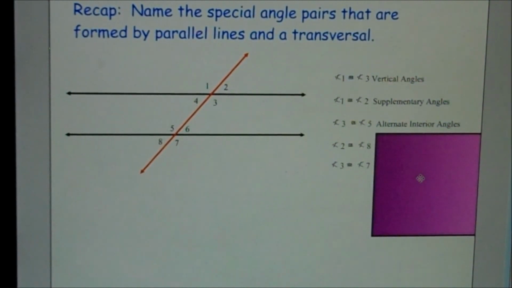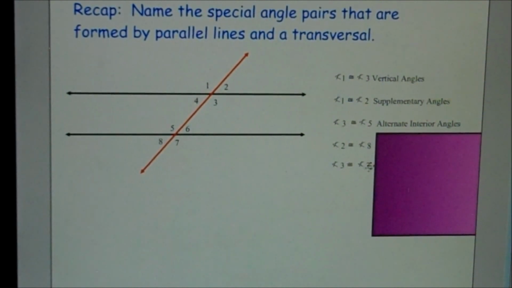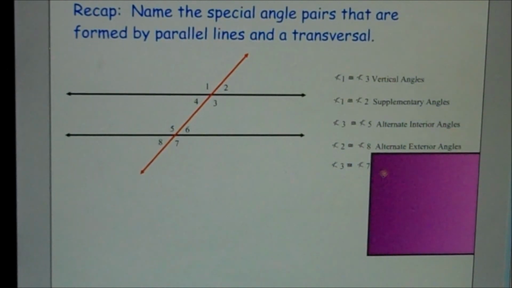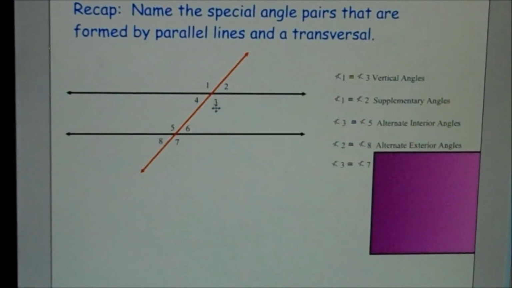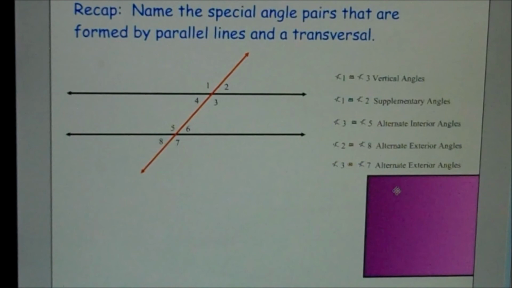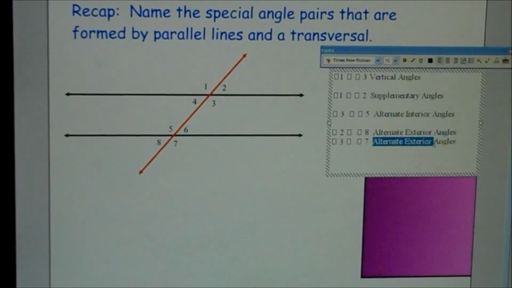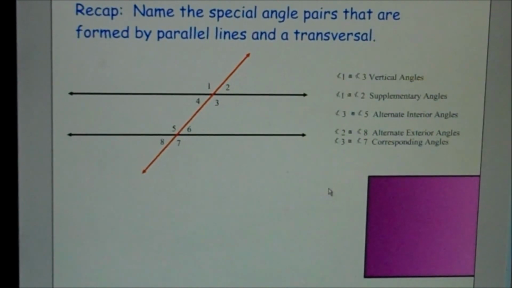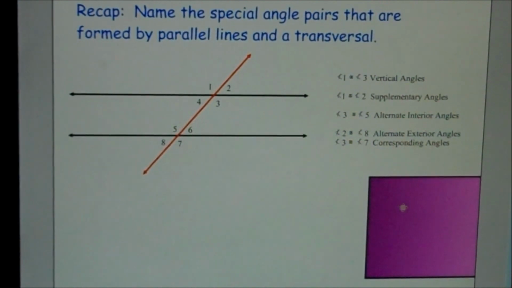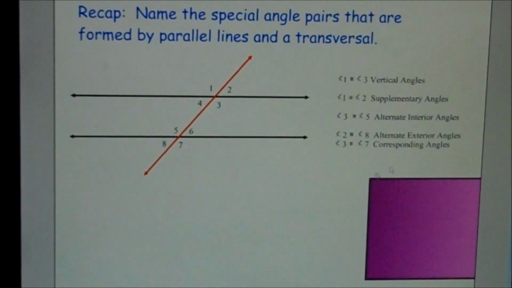What do you think 2 and 8 are? They're on the outside. Oh, and they're on alternate sides of the transversal. Exterior, alternate exterior. And last, 3 and 7, they're on the same side. One's inside that peanut butter and jelly sandwich. One's on the outside. Whoops, that's not right. Sorry, Mrs. Brown made a mistake. They're corresponding angles. Corresponding. There we go. 3 and 7 corresponding. Sorry about that, folks. All right, I hope you learned a lot about special angles. You're going to need to study these and go eat a peanut butter and jelly sandwich.